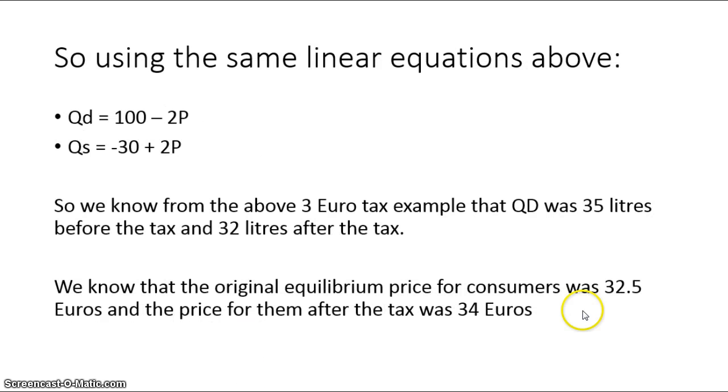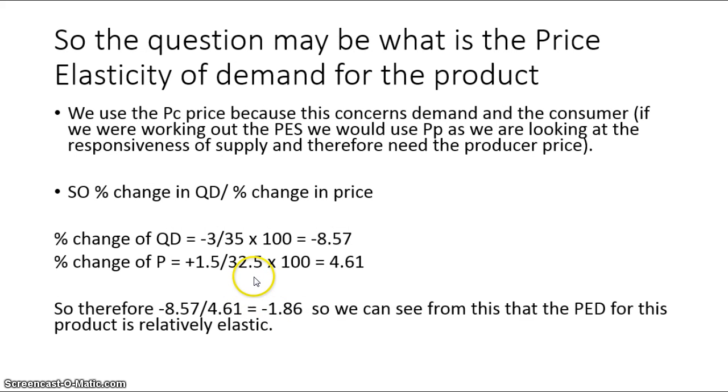So let's look at those figures. It started off at 32.5, went up by 1.5, to 34 euros. The change in price was 4.61%, so it increased by 4.61%. Therefore, -8.57 divided by 4.61 equals -1.86. So that's the price elasticity of demand. Because it's over 1, we can tell it's relatively elastic. So that's what you need to know for your exam.